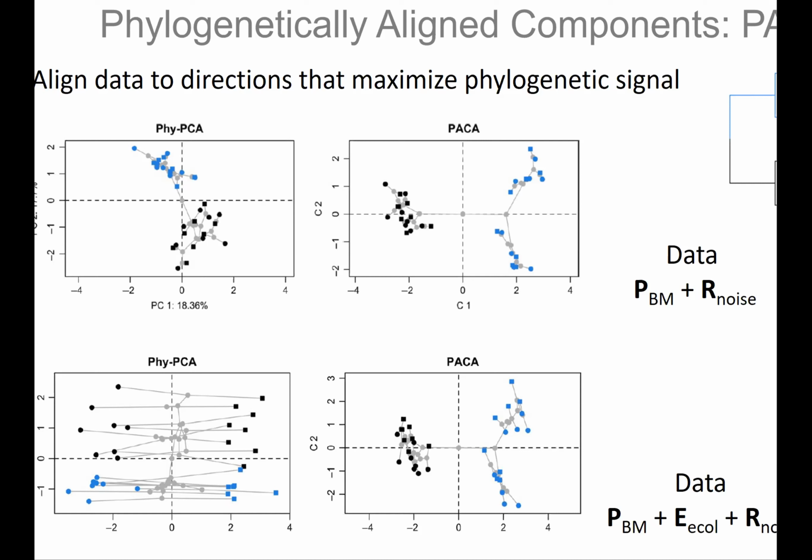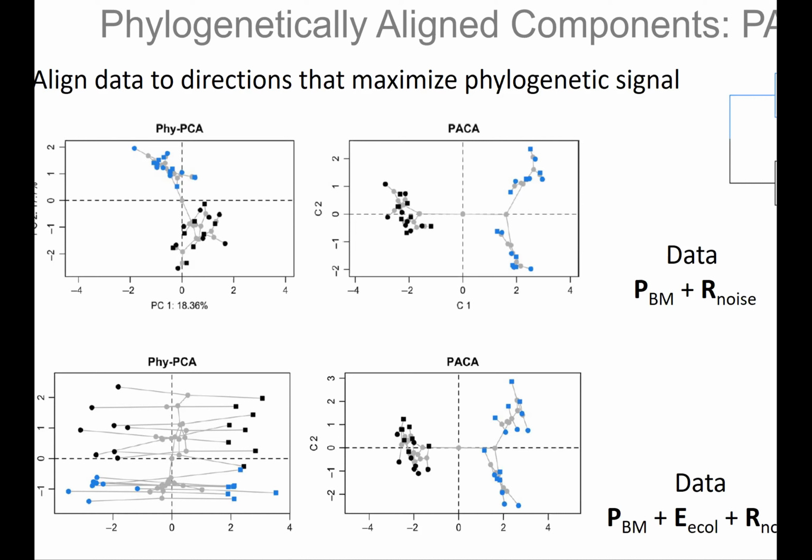When both plots are similar in terms of separating out major clades, that tells you that the phylogenetic signal is quite predominant in your data set. Whereas like in this bottom plot, when PACA and phylogenetic PCA are very different, some other aspect of signal is present in your data set.